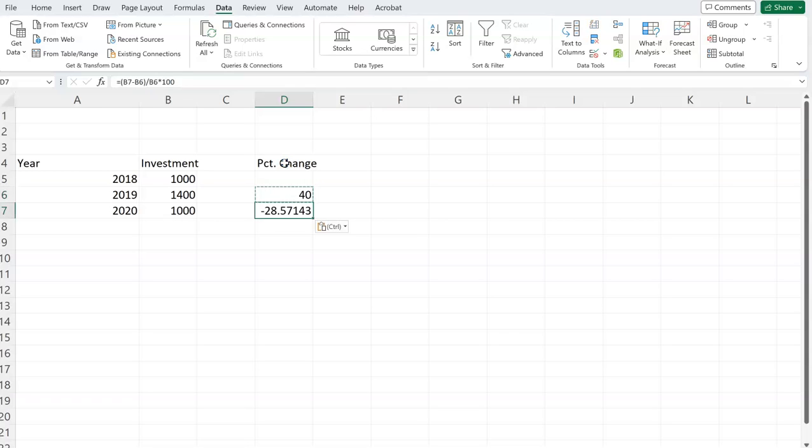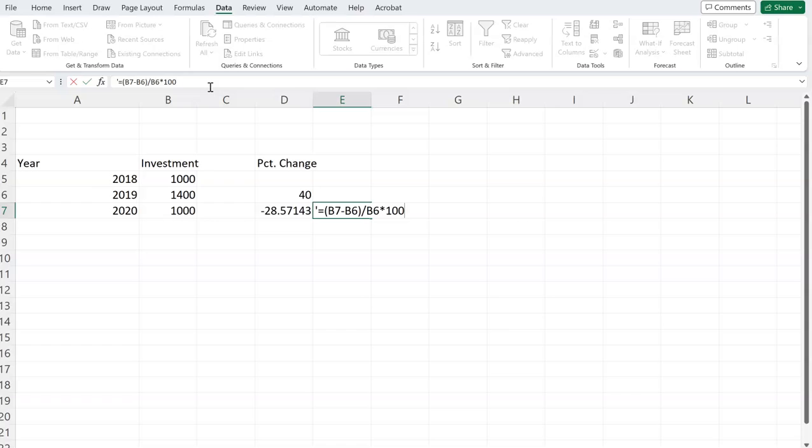So between 2018 and 2019, my investment grew by 40%. And then between 2019 and 2020, it fell by 28%. So I'm just going to copy and paste the formula here just for your benefit.